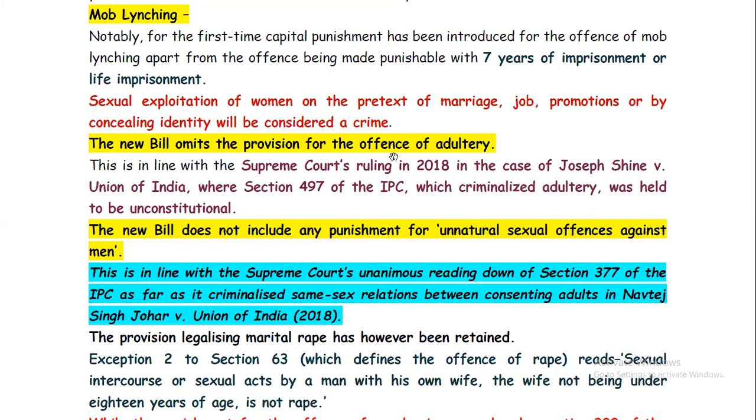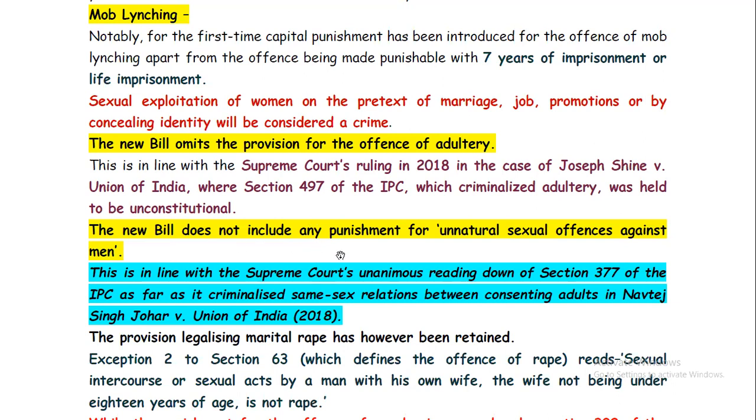Now, this is in line with the Supreme Court's ruling in 2018, in the case of Joseph Shine versus Union of India, where Section 497 of the IPC, which criminalized adultery, was held to be unconstitutional. So see what this is referring to: the Supreme Court's judgment in Joseph Shine versus Union of India, where Section 497 of the IPC that criminalized adultery was held to be unconstitutional. No more constitutional now; it is held as unconstitutional.